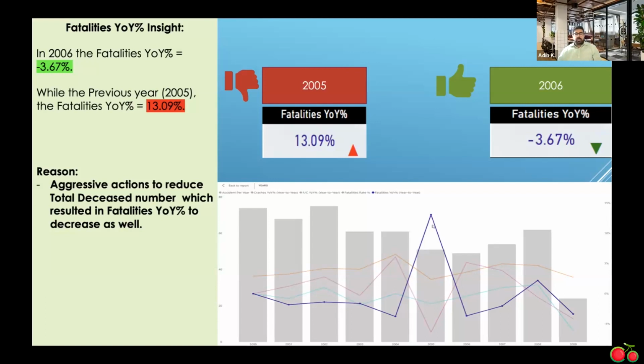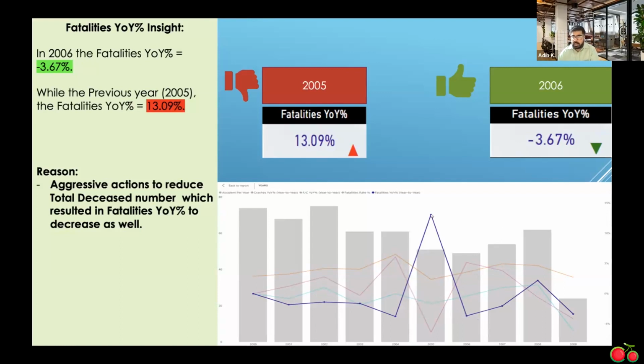So what was the reason? The reason was that there were aggressive actions taken by some big airliners to reduce the total deceased number. In doing so, there was a correlation in reducing the total deceased number as well as reducing fatality year, which is a good thing because we do not want to see a high fatality number. And this is a good thing as well.